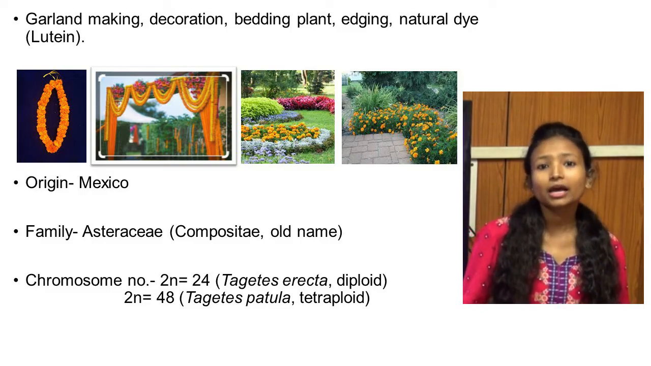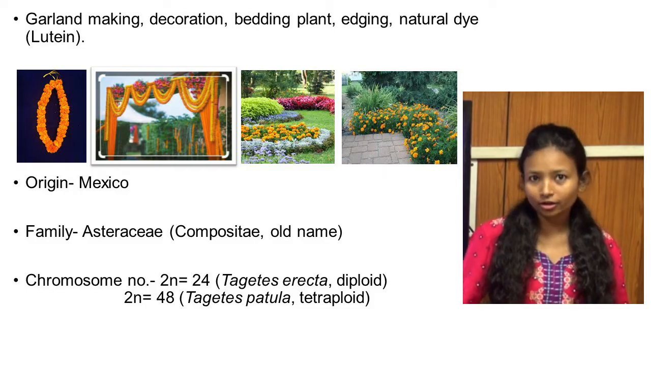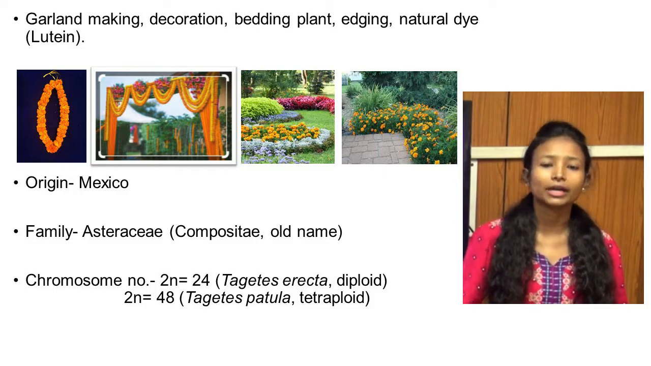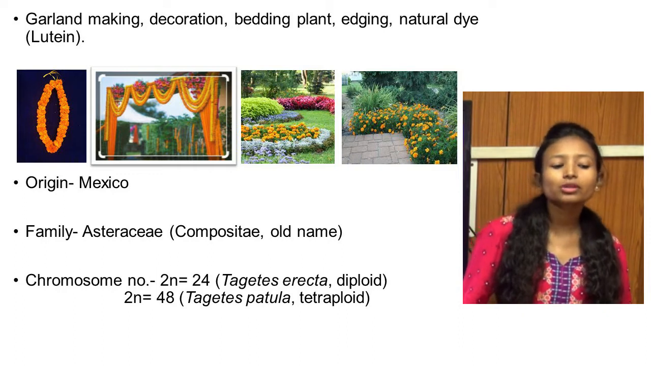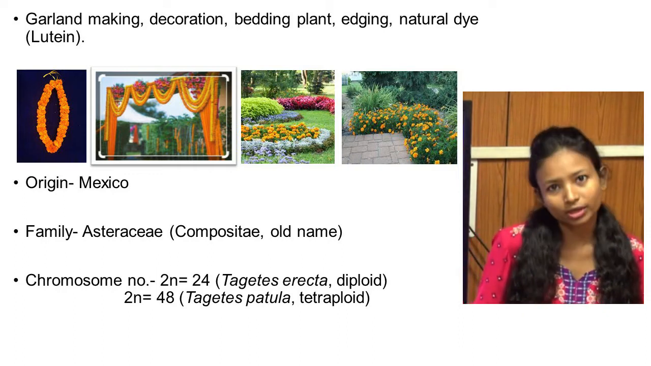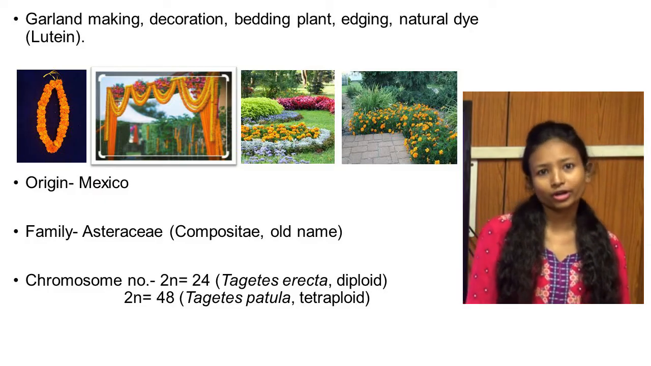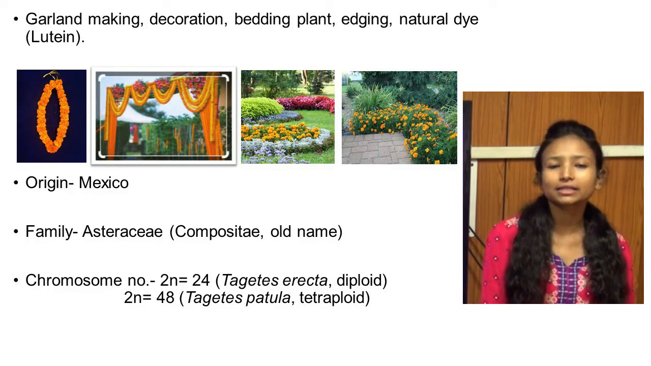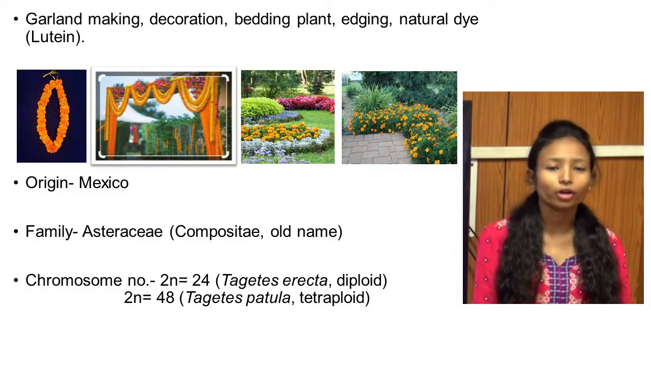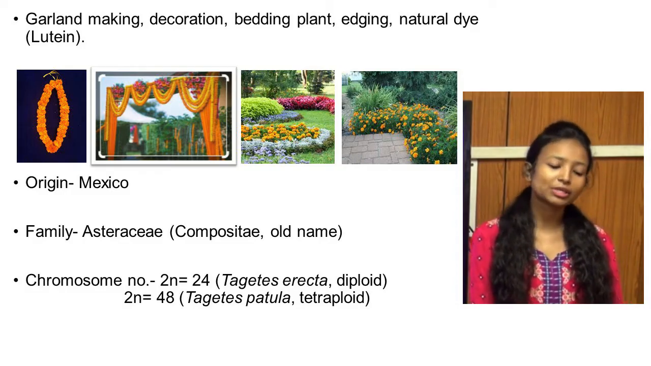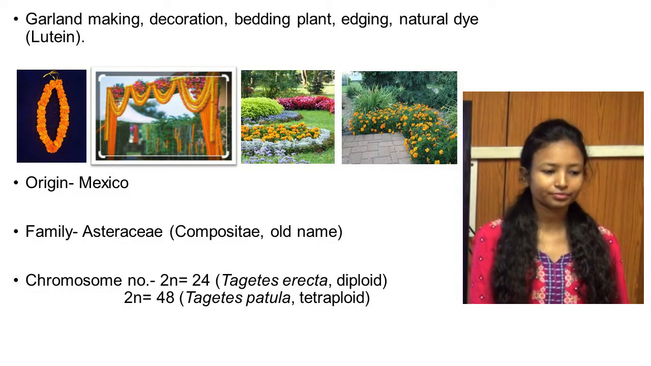After that, it has naturalized in different agroclimatic conditions of India. It belongs to the family Asteraceae, which was previously known as Compositae. The chromosome number of marigold is 2n = 24 for diploid species like Tagetes erecta, and 2n = 48 for tetraploid species like Tagetes patula.